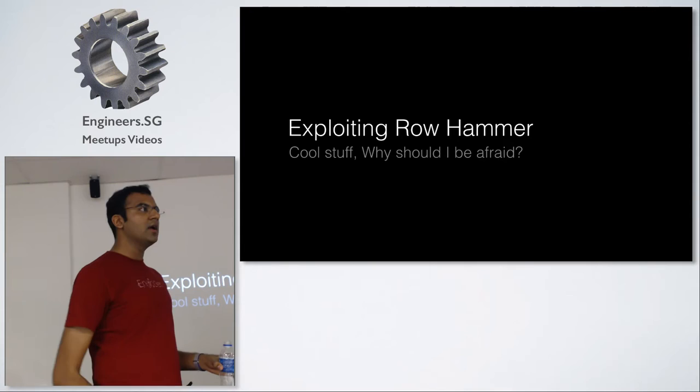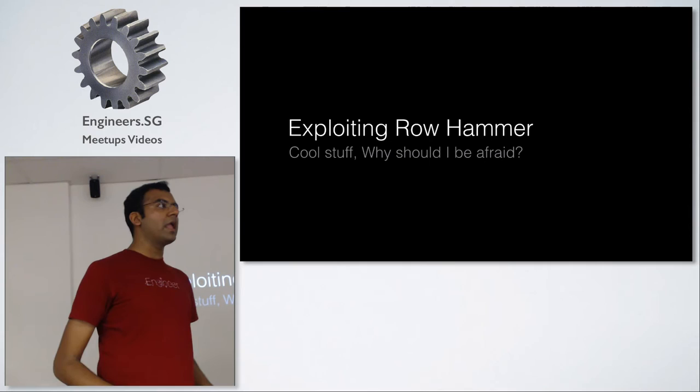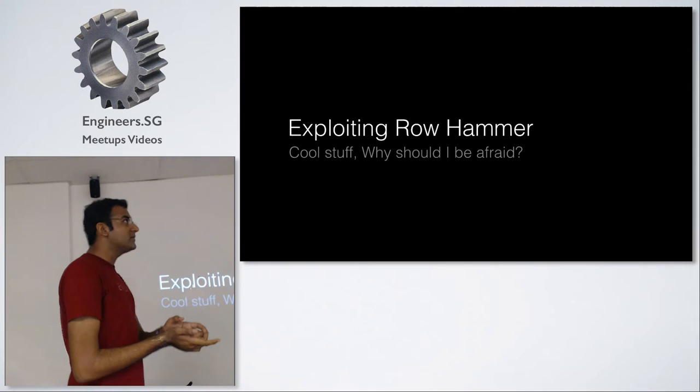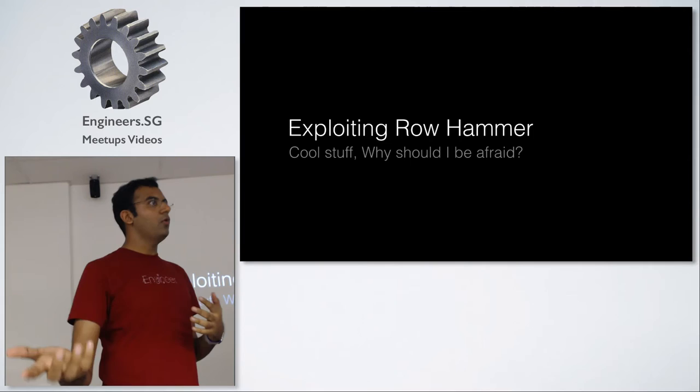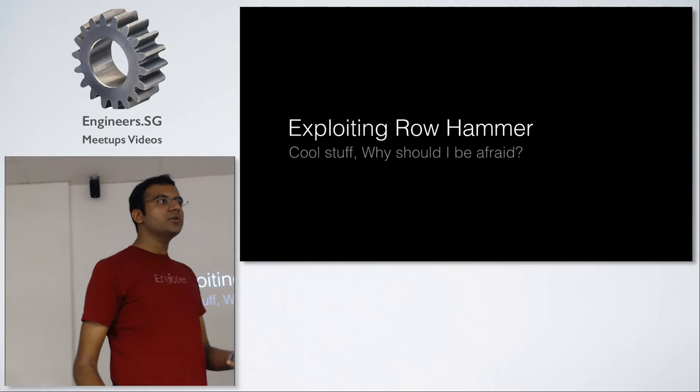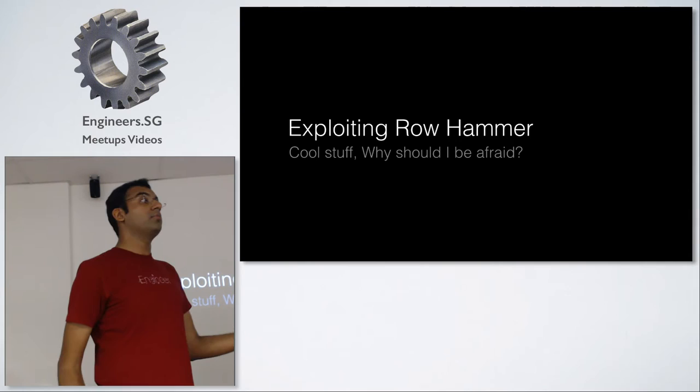And they basically were able to build proofs of concept on two platforms: in NaCl, Native Client, where you can run C/C++ code in Chrome, and in Linux as well. The NaCl one was immediately patched through an easy patch, but the Linux kernel privilege escalation cannot be patched, just because of how it's designed. So I'm going to talk about the second one.